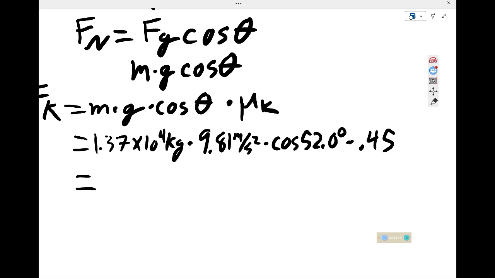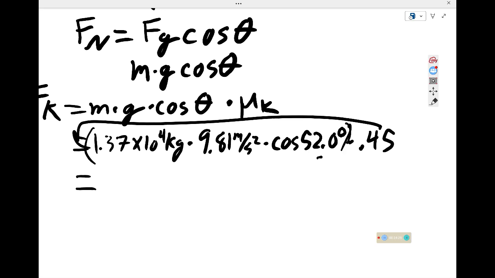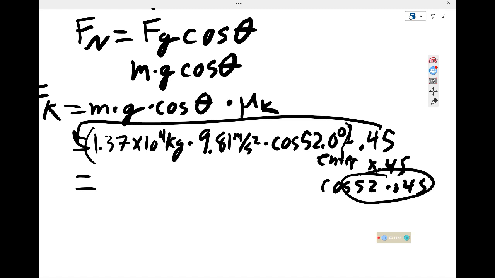Now here's the thing, I'm going to be honest with you. When I do this on a calculator, I would either put the 0.45 at the beginning, or do this part, hit enter, and then go times 0.45. The reason is I always get a little worried when I have something like cosine 52 times 0.45, because I worry that the calculator is going to do the multiplication first and then take the cosine of that answer. So I either hit enter in between.